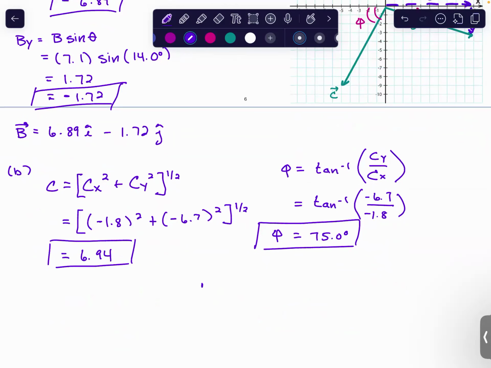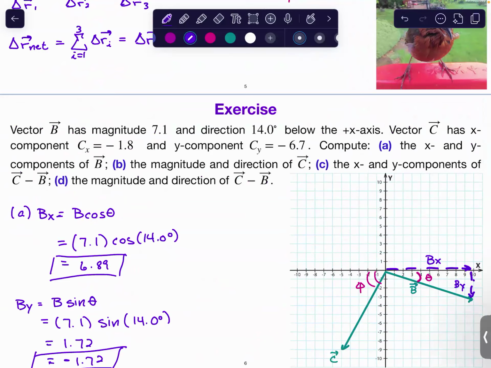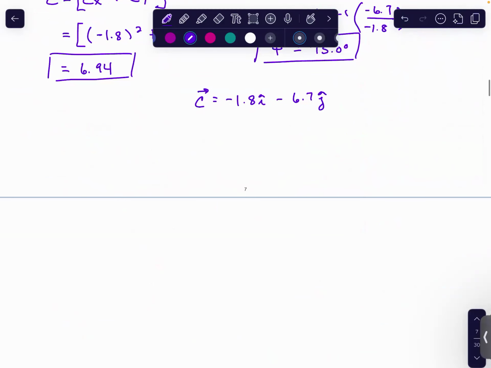So then we remind ourselves of the C vector. Because the next thing we're going to do is find the x and y components of C minus B. So let's draw C minus B in. Okay, how do we do the x and y components of C minus B?